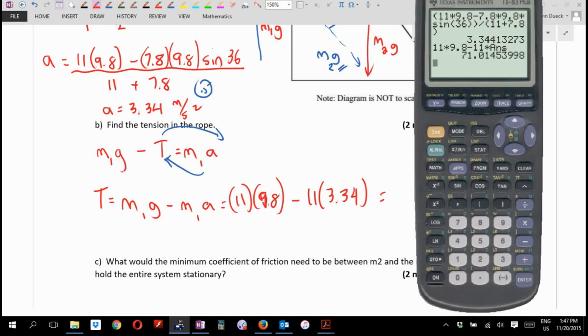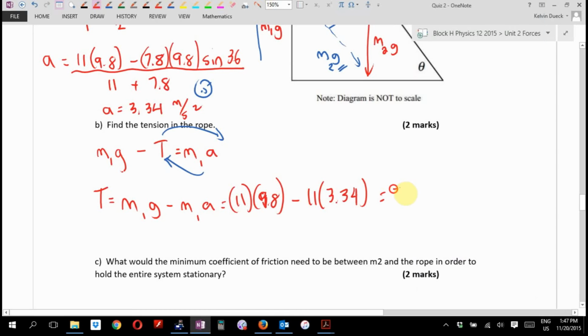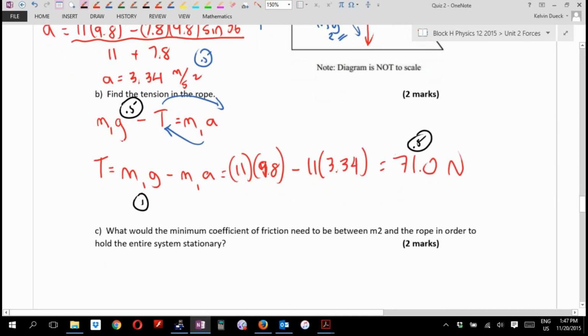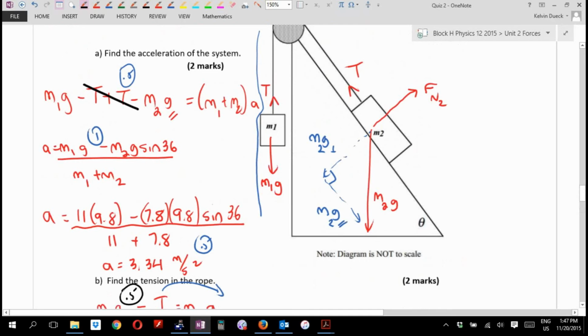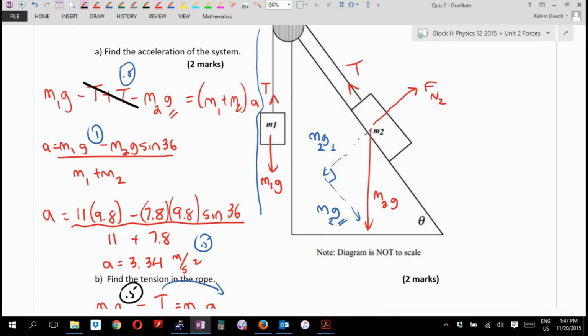Do you get 71.0 newtons? I'd probably go half mark for that, 1 mark for that, half mark for the answer. What would the minimum coefficient of friction need to be between mass 2 and the incline to hold the entire system stationary? So now I'm going to go back, and I'm going to say, okay, apparently we also now are going to add friction. I'll call it friction force number 2 to go with mass number 2.